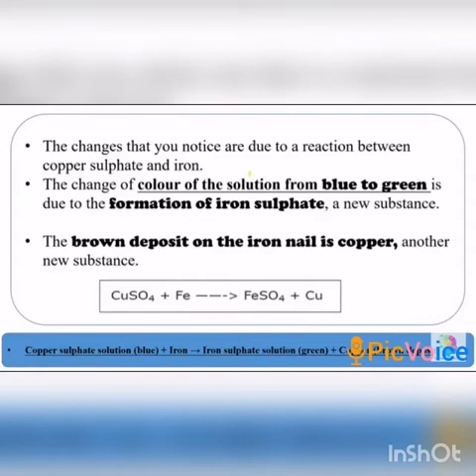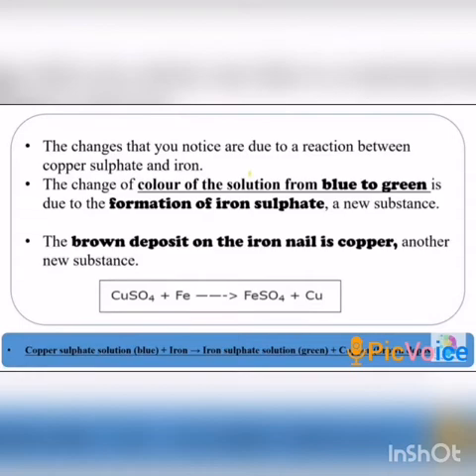Yes, where is the copper deposited? It is deposited on the iron nail or blade. Yes, the brown deposit on the iron nail is copper. It is another new substance. Yes, in the case of this chemical reaction, two new products are formed. What are the products, children? Iron sulfate and copper.